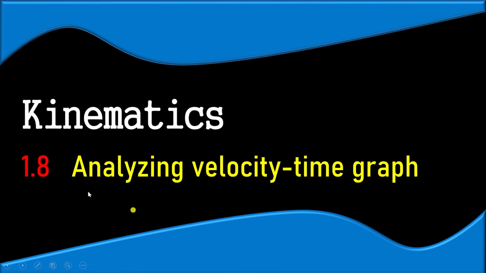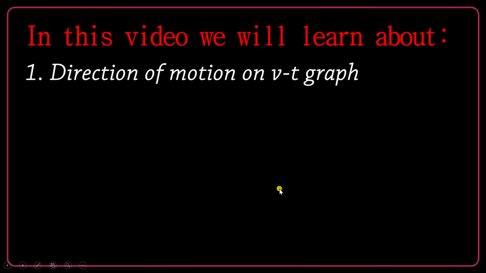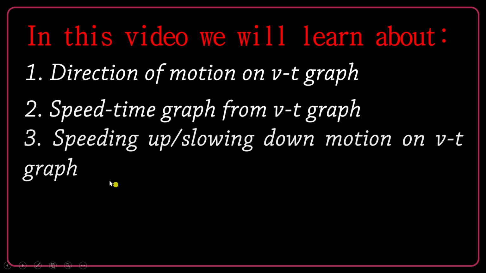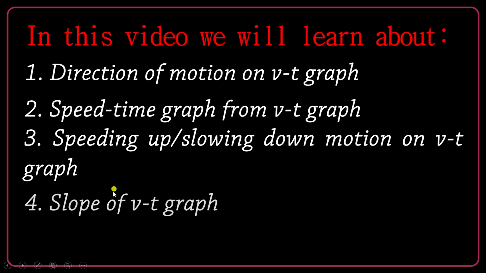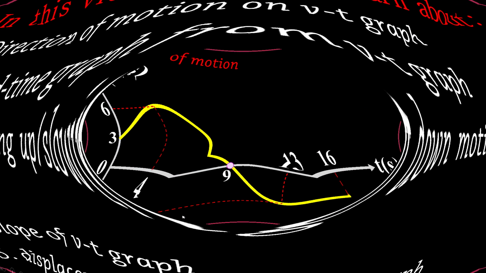Hello everyone, this video is about velocity time graph. We are gonna analyze it to learn about all properties of this very important graph in kinematics. In this video you will learn about number 1, direction of motion on VT graph, number 2, speed time graph out of VT graph, number 3, speeding up or slowing down motion on VT graph, number 4, slope of VT graph, and the last is displacement and distance on VT graph. Are you ready? Let's start.